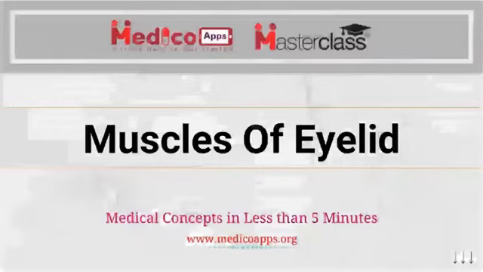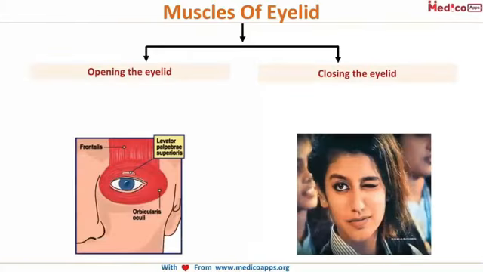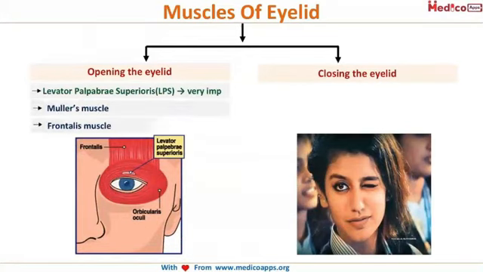Now coming to the muscles of the eyelid, for opening the eyelid, LPS is the most important, and secondary to it, the Muller's muscle and the Frontalis muscle, these 3 help in the elevation of the eyelid. However, for closing the lid, only one muscle is in action, that is the Orbicularis muscle. Okay, for opening: LPS, Muller's and Frontalis, and for closing it is Orbicularis.